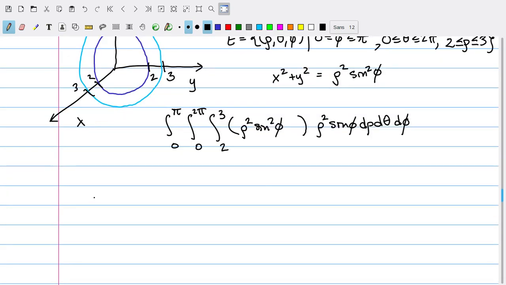The innermost integral here is easy. Integral from 0 to pi, integral from 0 to 2 pi, and I'm integrating rho to the 4th, so it's going to be 1/5 rho to the 5th times sine cubed of phi. I'm evaluating that from 2 to 3.